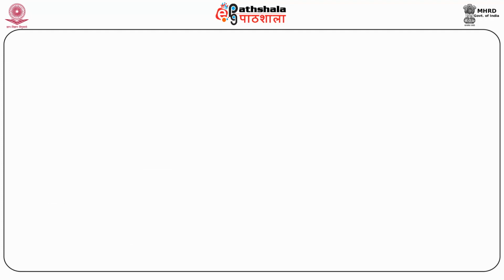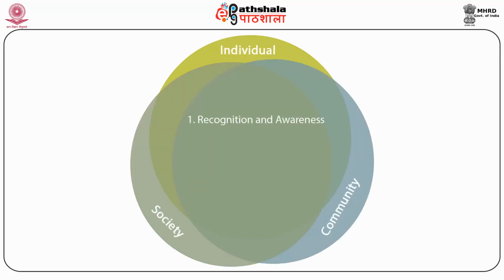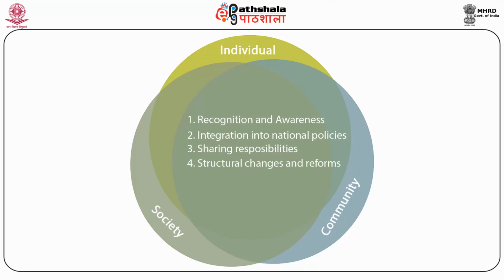Now, this is what it talks about when we are talking about a national MIL policy, and the importance of media and information literacy policies and strategies. This is how it affects the individual, community and society. One is recognition and awareness: there are so many things happening in society, and people will be aware of that. Integration into national policies: it is important that it should be part of the national policies. If you look at a country like Bhutan, they have a national policy on media and information literacy, and in fact the website of their Information and Broadcasting Ministry has that policy. Then the sharing of responsibilities, structural changes and reforms which are required the moment we plan to have MIL policies.